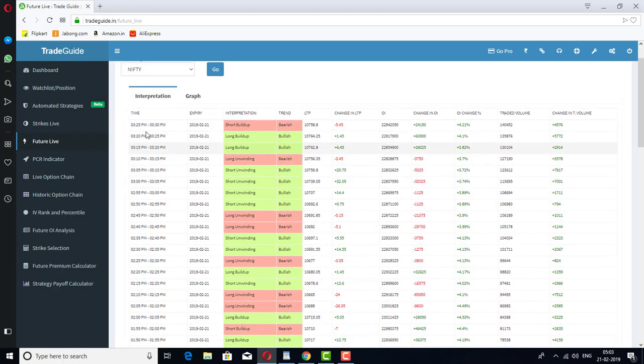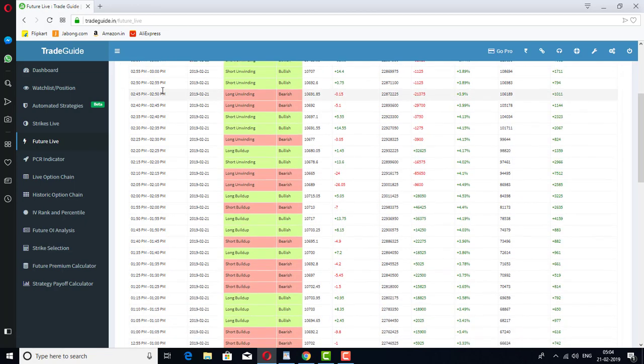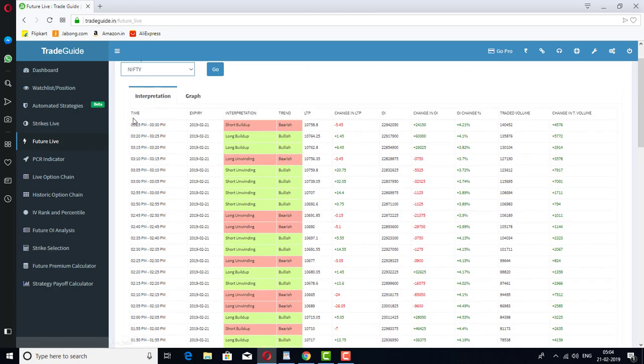Okay, so we are taking the example of Nifty. You can take an example of Nifty or Bank Nifty, any one of them. Currently we have two of them, and later the stocks will be added to this. So how do we use this? Let us first understand what these columns represent and what these numbers mean.